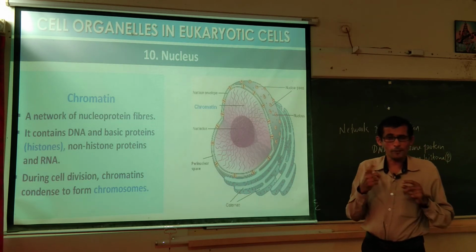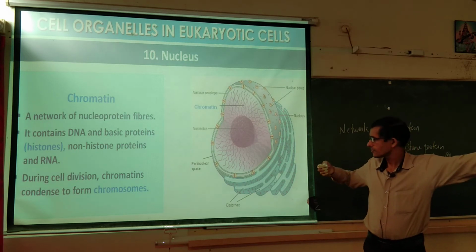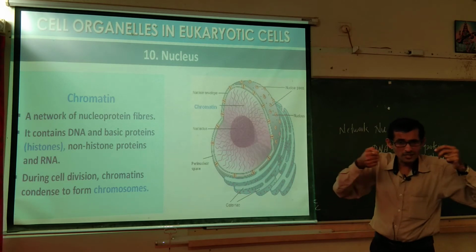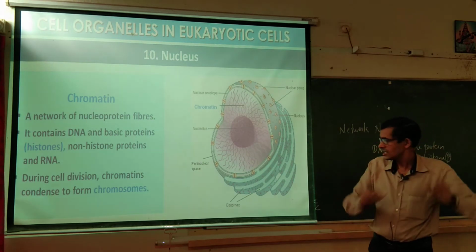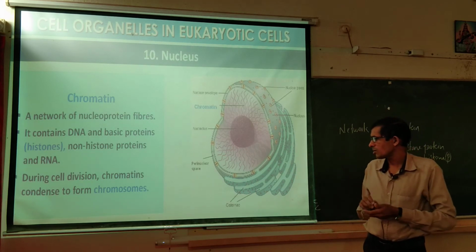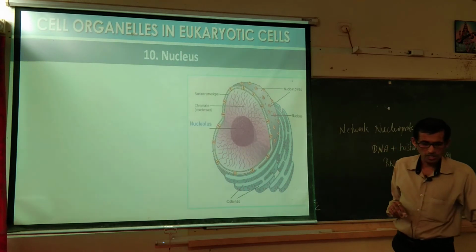So, the chromatin material, that thin fiber-like long thread-like structure, condenses and increases in thickness and forms chromosomes. So, during cell division chromatin condenses to form chromosomes, that is the observation.